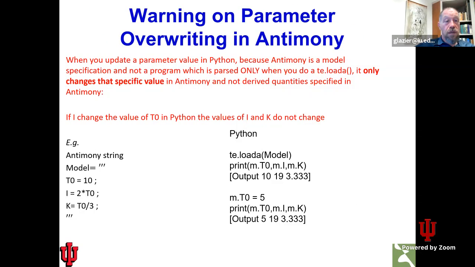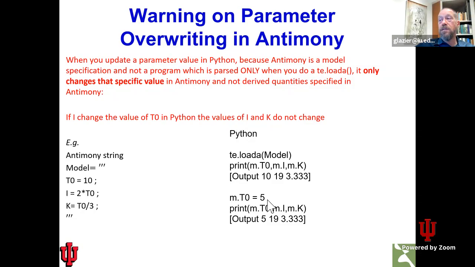Something that I showed you as an example is something that you can run into as a problem. Because the antimony string is only parsed once when you load it, if in the antimony string I say, for example, T0 equals 10, I equals 2 times T0, so that's 20, K equals T0 over 3, so that's 3.3333. And now I do TE load A, and I print those values, and I get 10, 20, 3.33.